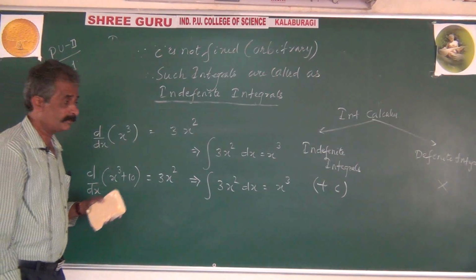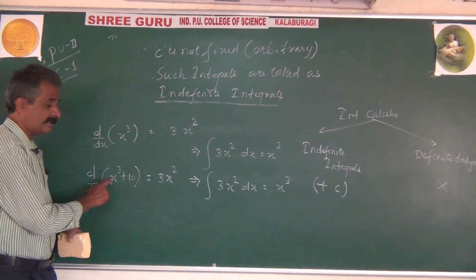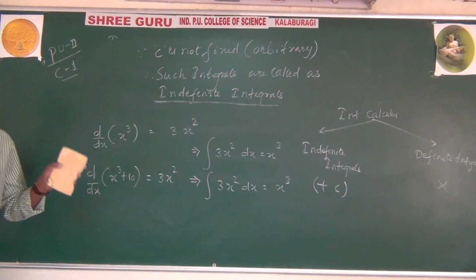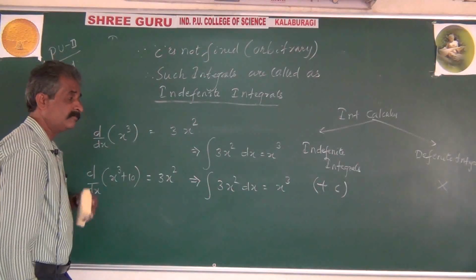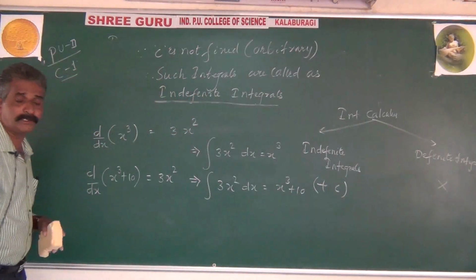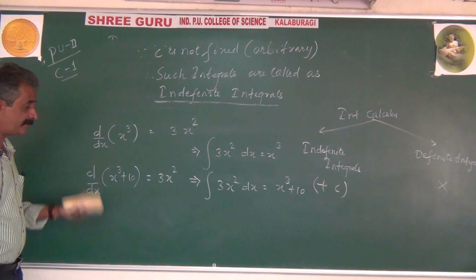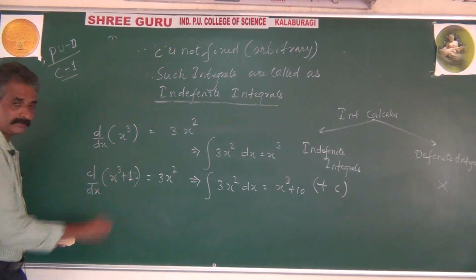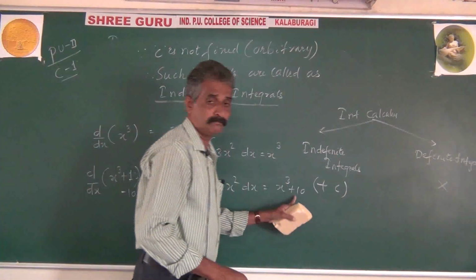What is integration? The process of finding the original function. Here the original function is x cube plus 10, but we got only x cube, which is not our original function. So we are short by this constant 10. Obviously, we need to add the constant 10. Otherwise, that will completely make a different meaning for integration. But not necessarily 10. It may be 100, it may be 1, it may be minus 10. If it is minus 10, here you have to add minus 10.